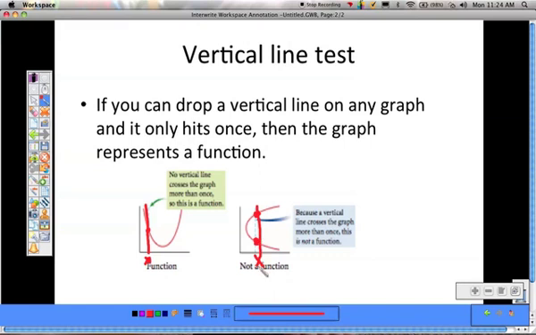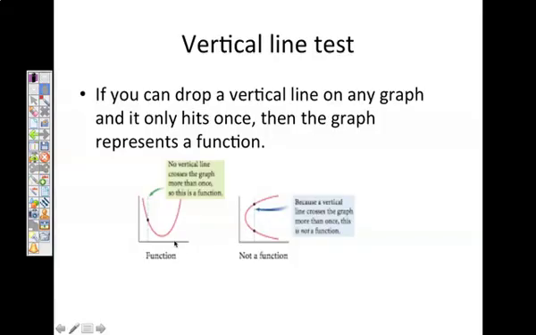It passes the vertical line test if you draw a vertical line, and anywhere in your function, it should only meet that line once. If it meets it more than once anywhere in your graph, it's not a function. So that's the vertical line test.